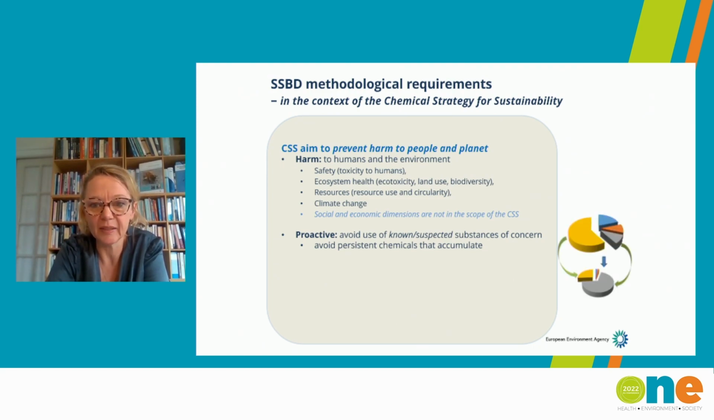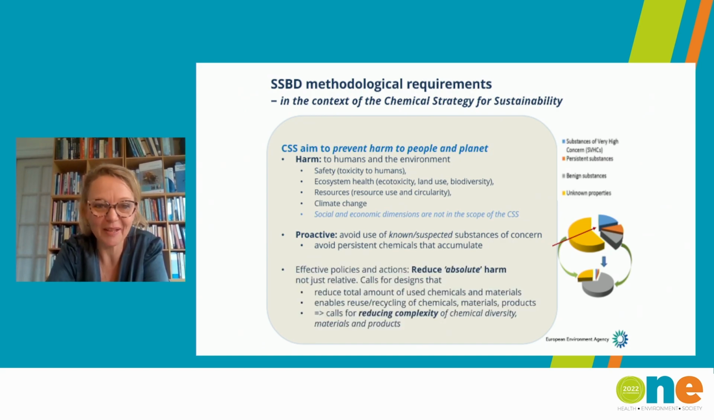And this can be illustrated by showing the situation where we have some chemicals we know that are harmful, some that are persistent, some that are benign, and a lot where we don't know the properties of them. And we want to move from a situation where we have a certain amount to where we have a lower fraction of those chemicals used.